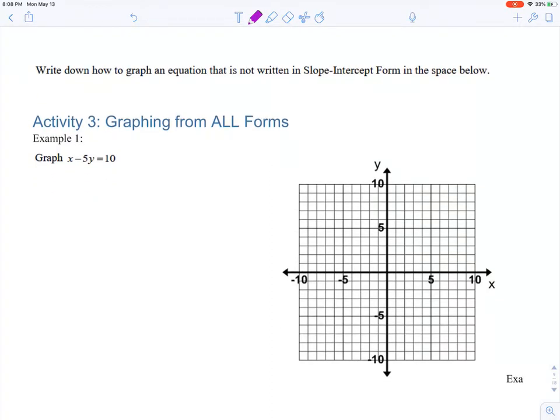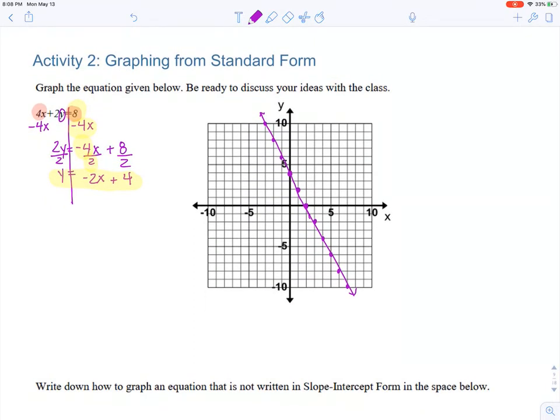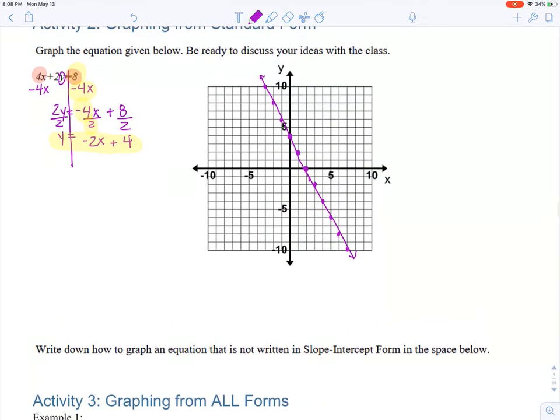So write down how to graph an equation that is not written in slope-intercept form in the space below. I would like you to brainstorm an idea of what we can write here. Think about the problem that we just did and think about maybe an absent student. How would you describe to them, okay, they're just given this 4x plus 2y equals 8. How could they possibly transform it into an equation to graph? How could they graph that equation? Okay. Pause here.